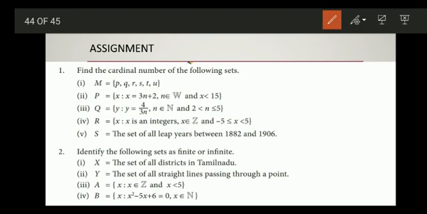Second one, identify the following sets as finite or infinite. So you know what is finite or infinite. Try to answer all these questions. See the fourth one, B is equal to the set of x such that x square minus 5x plus 6 is equal to 0, and x belongs to natural numbers. So try to solve the equation and find out the elements of the set. If the elements of the set are finite, then it is a finite set. If it is not finite, then it is an infinite set.